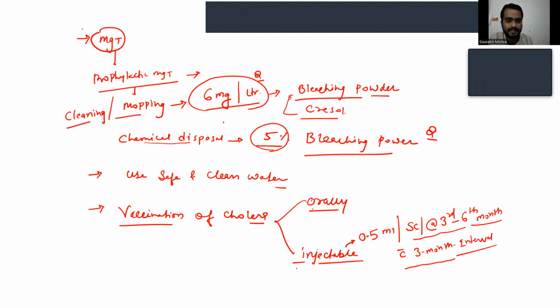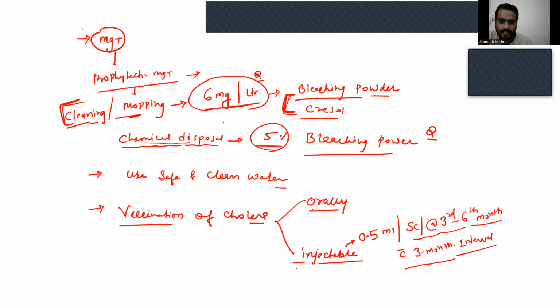Next, how to manage diarrhea in Vibrio cholerae condition. So first one, prophylactic management. Under that, in the patient's house, cleaning and sanitation is mandatory to decrease the transmission of disease. So for cleaning or mopping or sanitation, we are using 6 mg per liter bleaching powder or cresol powder. So within seconds, it kills your Vibrio cholerae bacteria.